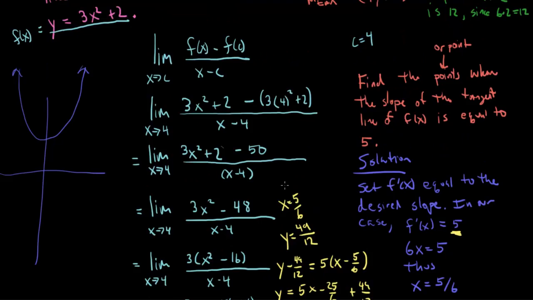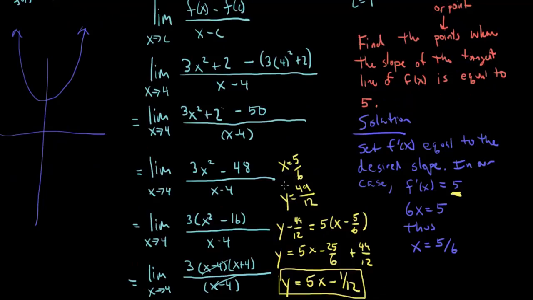And then lastly, we answered the question of finding a particular x value of our original function when it had a certain slope. So I said find the points or point when the original function f of x has a tangent line with slope equal to 5. And to solve that, all you have to do is set f prime of x, which was 6x, equal to 5 and solve.